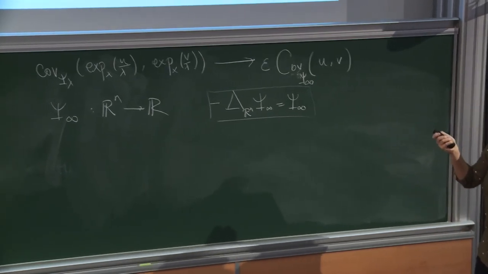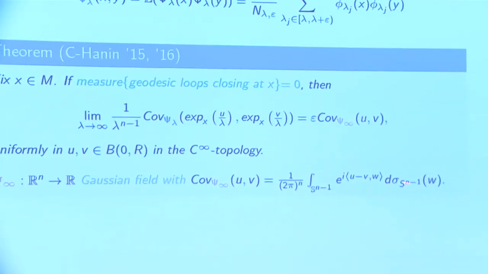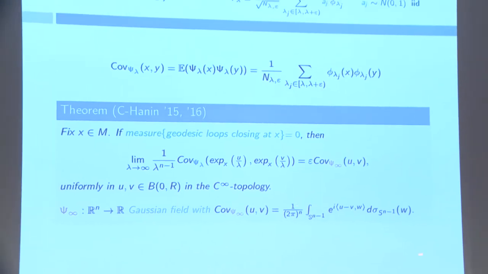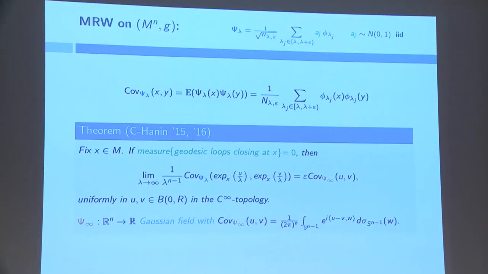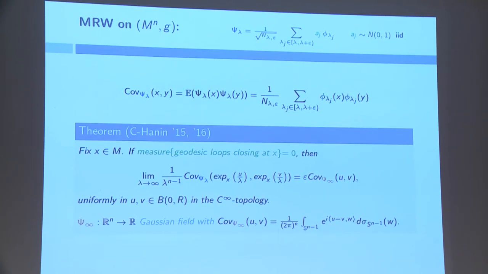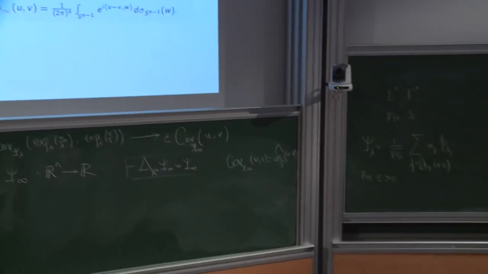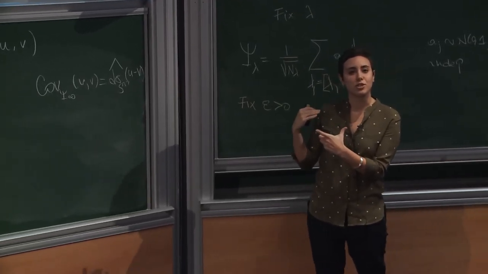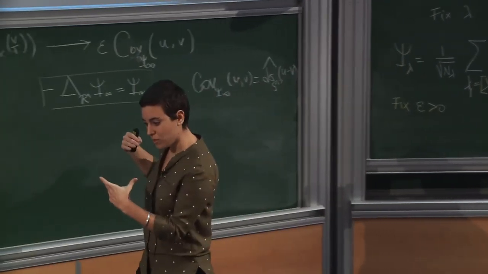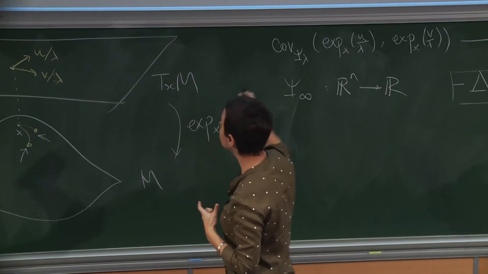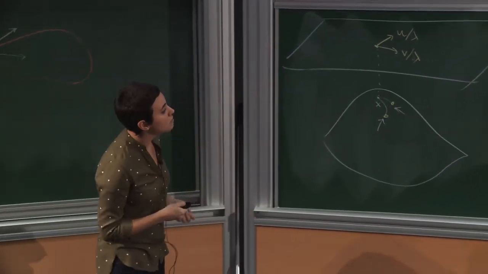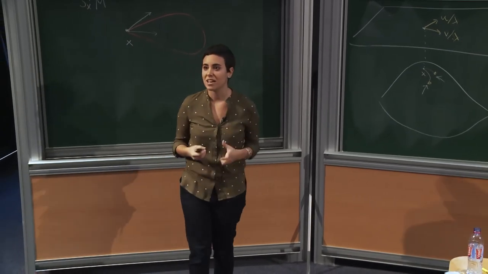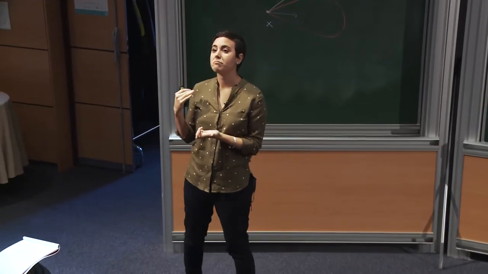So you integrate over the n minus 1 sphere e to the i (u minus v) against omega. What you have on the right-hand side is actually the Fourier transform of the spherical measure, evaluated at u minus v. So what we are getting is that no matter what the geometry or the topology of the manifold that you start with is, when you rescale the two-point correlation function like this, you always get the same limit. This limit only depends on the dimension of the manifold. You're integrating over the S^{n-1} sphere, and that's the only thing that you remember about the starting manifold.